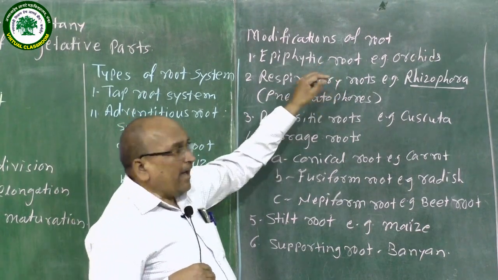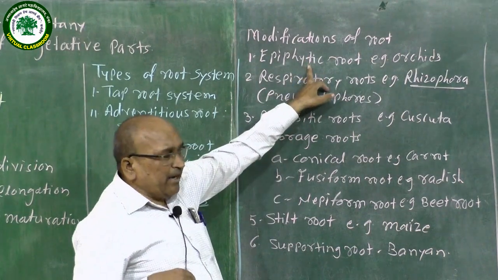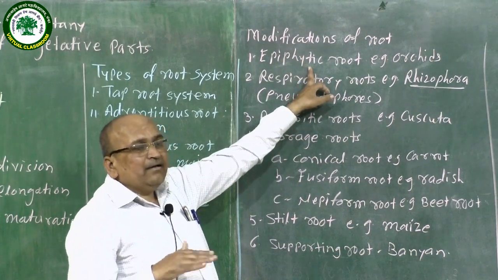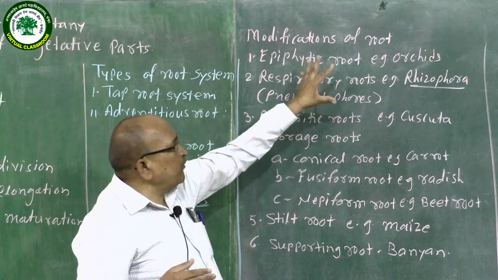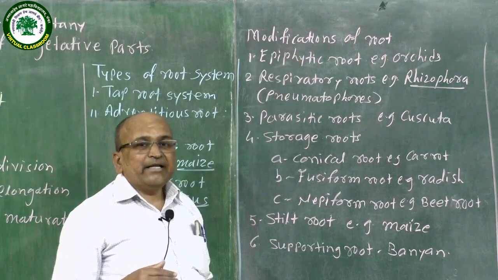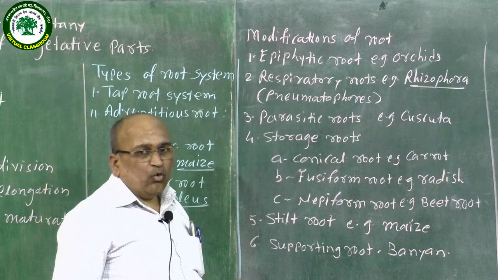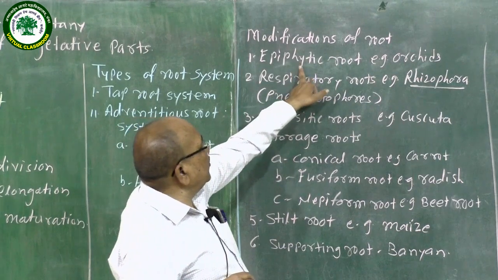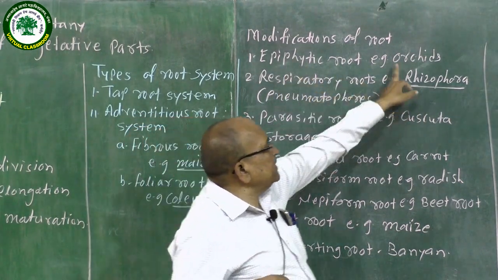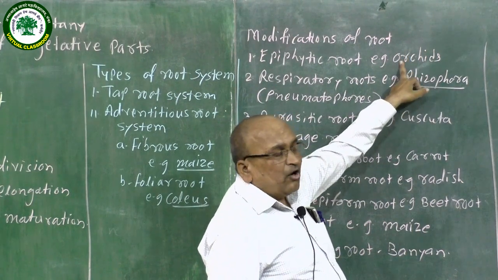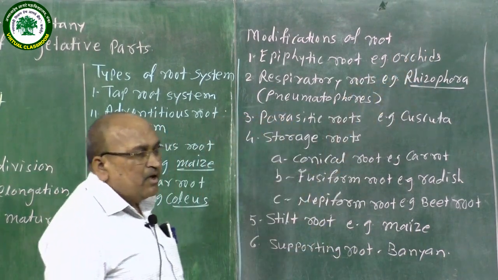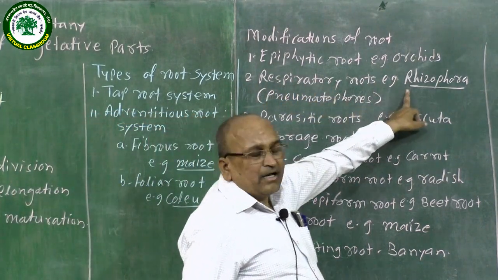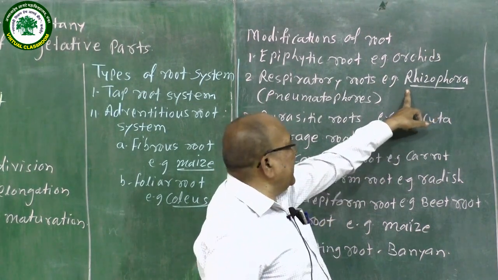As the leaves of epiphytic plants consist of chlorophyll pigments, they take water from the epiphytic root, and with the help of this moisture or water they take part in photosynthesis and prepare their own food material, or carbohydrates. Such a type of root is known as the epiphytic root, example is the orchids or the vanda. Second one is the respiratory roots, example is the rhizophora or the avicennia.